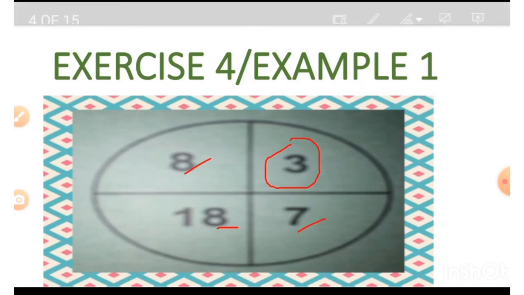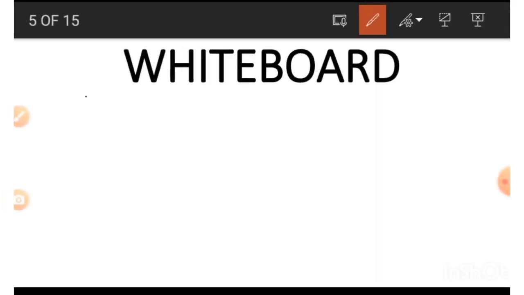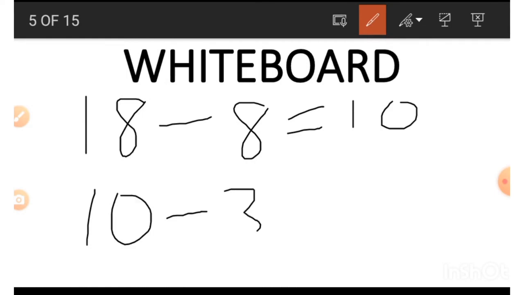Alright, so the same way we get these numbers, that is how we get the 7. So let's say we want to make use of the other 3 numbers, 18, 8 and 3. Now let's go to the board. We have 18 minus 8, that gives us 10. Now from 10 we will subtract the 3, and that will now give us 7. So this is how we get the 7.